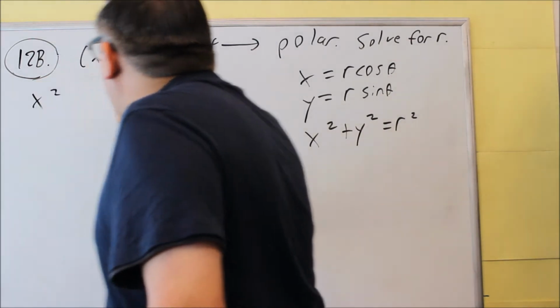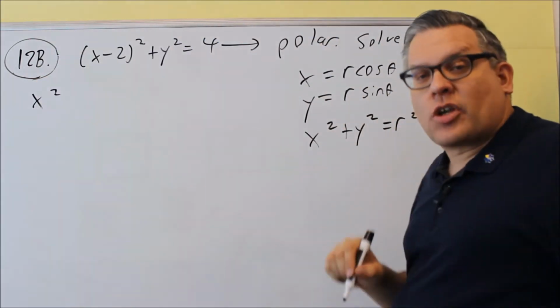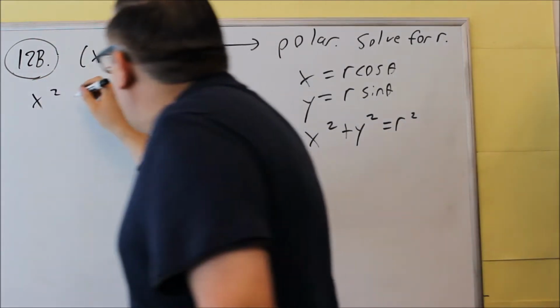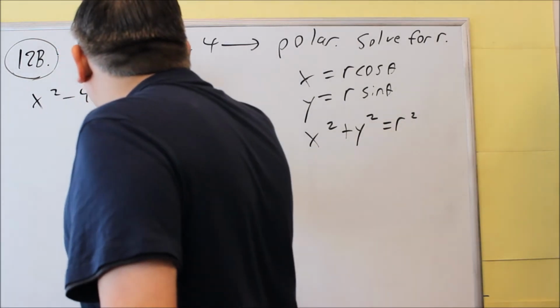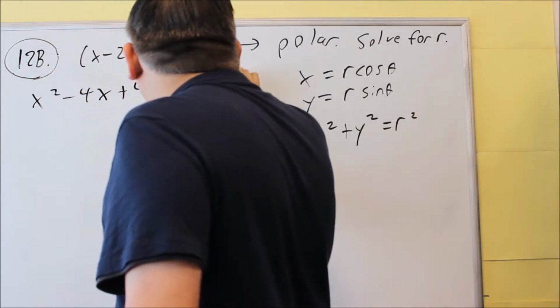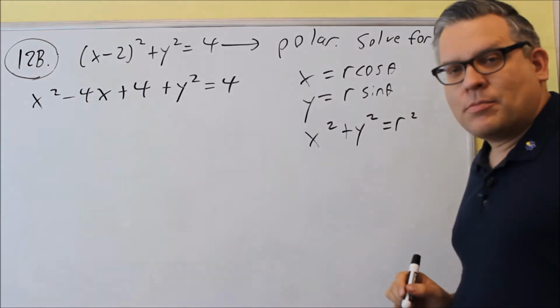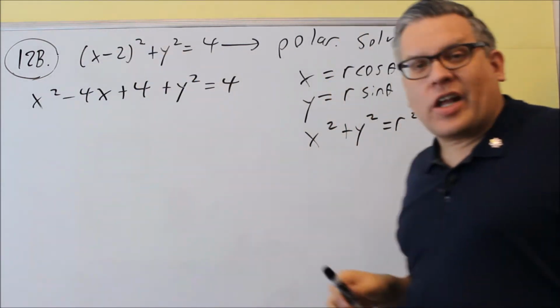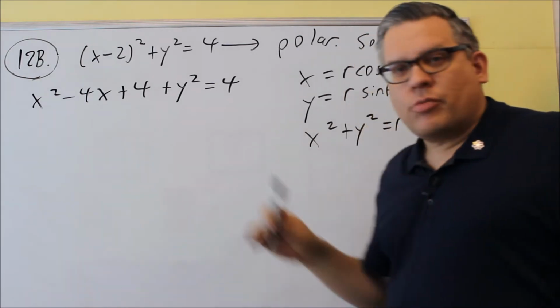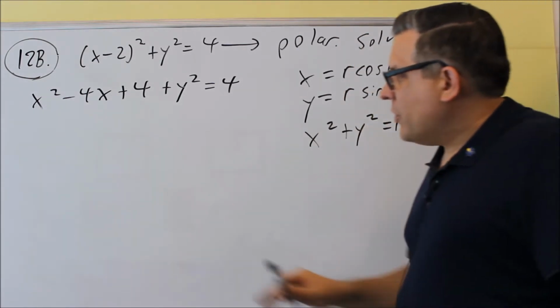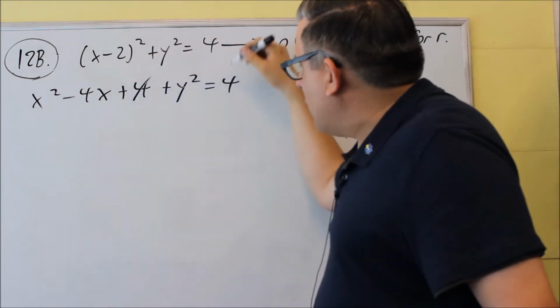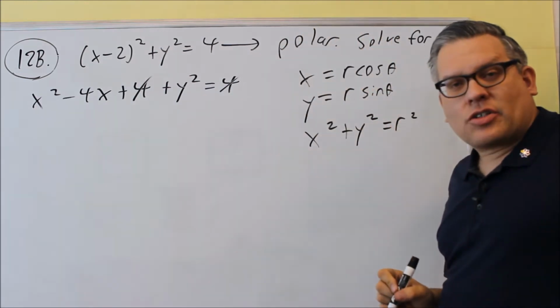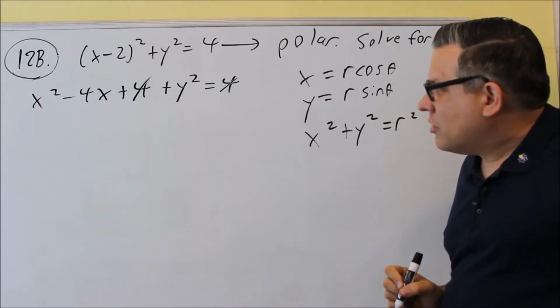So if we take x minus 2 times x minus 2, you're going to get x squared minus 4x plus 4 plus y squared equals 4. So we're going to get that as the next step. So the first thing we do is multiply that out. Don't forget about the middle term that you'll get here. And by doing that, we notice already that the 4's can cancel out from both sides, which is nice.